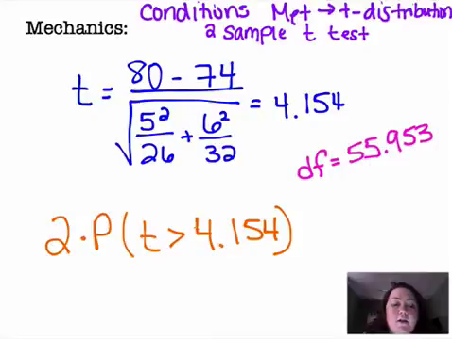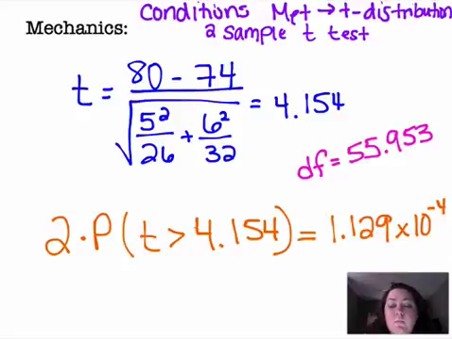To find the p-value, it was a not equal to, so it's 2 times the probability that t is greater than 4.154, which equals 1.129 times 10 to the negative 4th. That value I got directly from my calculator. The 4.154 I got directly from my calculator. And the degrees of freedom I got directly from my calculator. All I did was write the formula so that I had something to show as work.